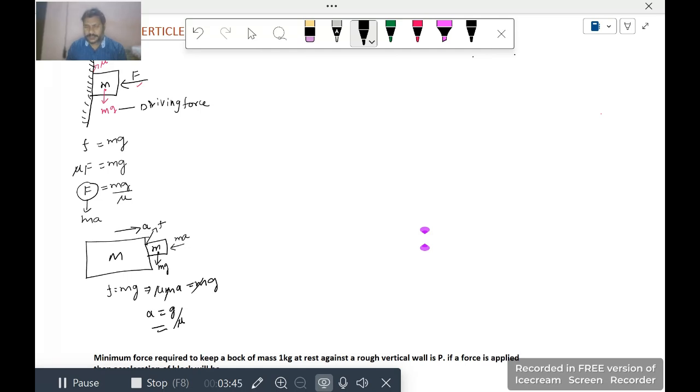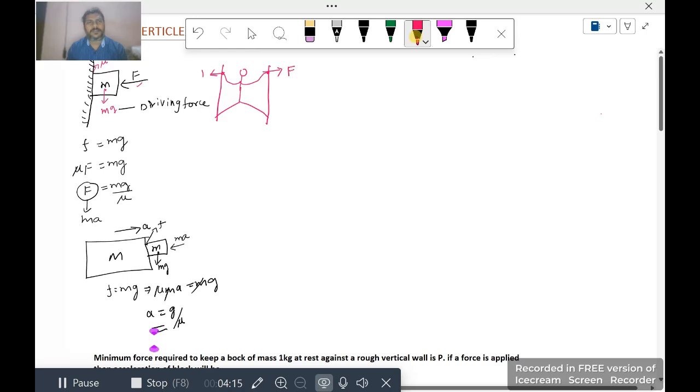Similarly, in this small example, let one person be hiding in the chimney of a house. He is a thief. By pressing the wall with his hands, he applies the force F. So this is the normal force, applying force F.